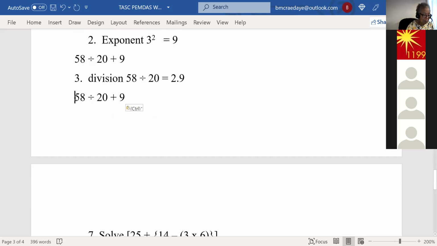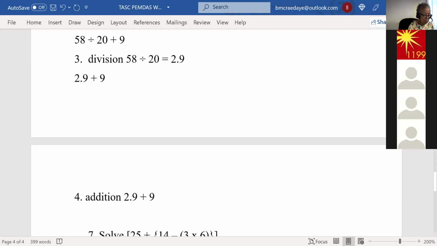And then the next step would be what? You add. Add, that's right. So the next step would be to add 2.9 to 9. So that would be addition. 2.9 plus 9. So your answer would be what? 11.9. That's right. Answer 11.9.